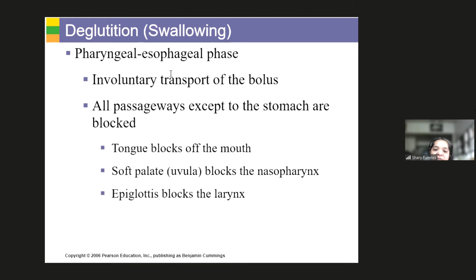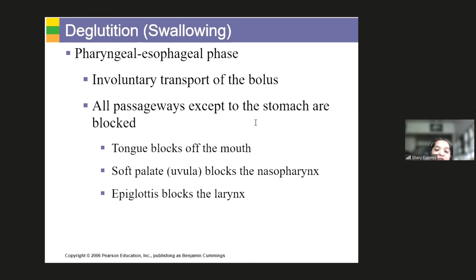Another step is the pharyngeal-esophageal phase. Okay? So let's talk about the pharyngeal phase first. The pharyngeal-esophageal phase is involuntary transport, because once you swallow it, you are no longer aware of it; it becomes involuntary.